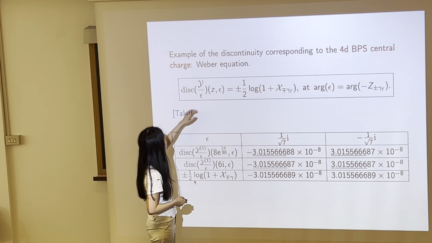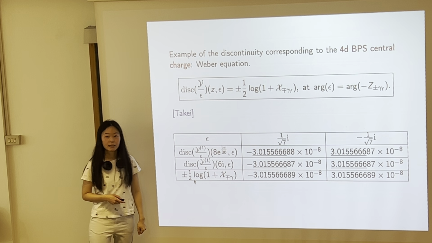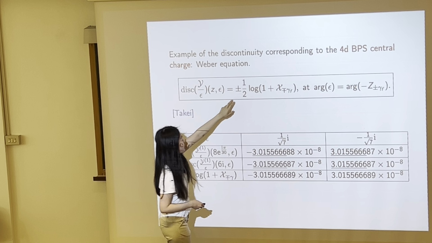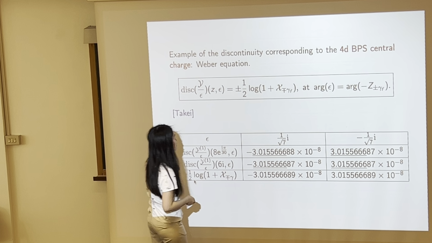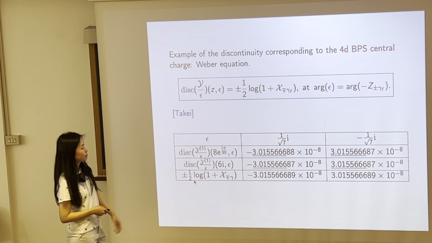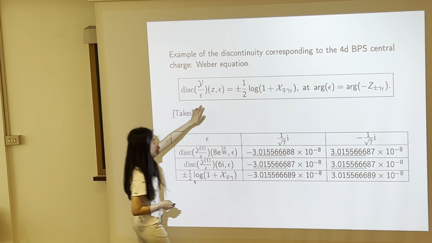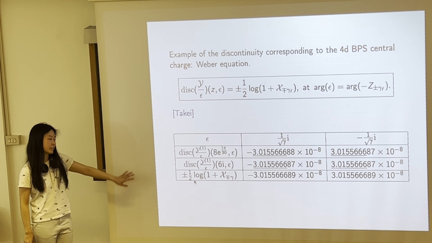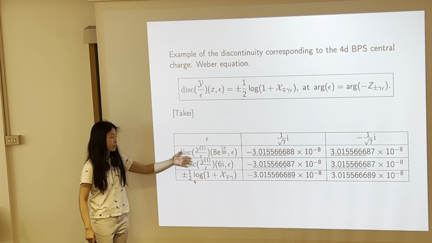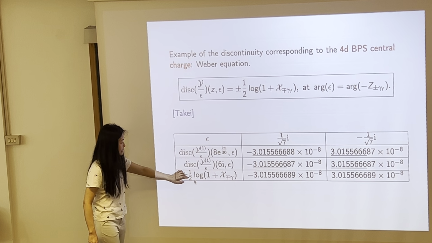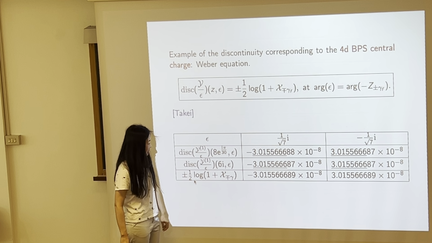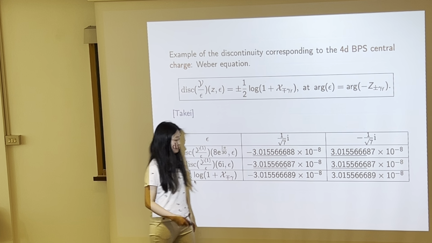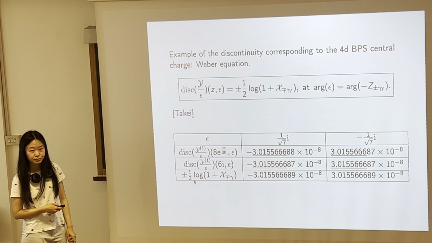And there, it has been proven that the discontinuity of y at this particular condition is given by plus or minus 1/2 of log(1 + x_{±γ_f}), depending on whether you use plus γ_f or negative γ_f there. And we can also check numerically that there is a pretty good matching of the quantities at different points of z and at the central charge of γ_f and the central charge of negative γ_f, respectively.